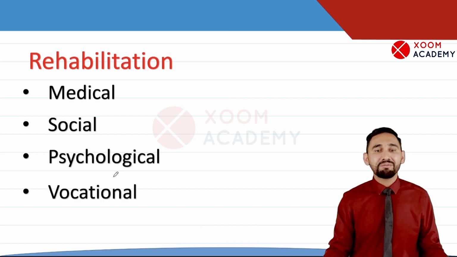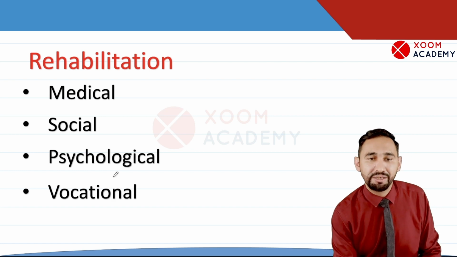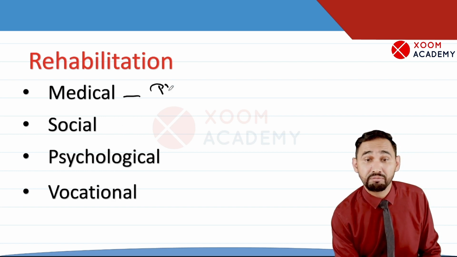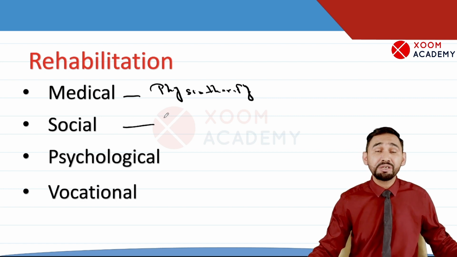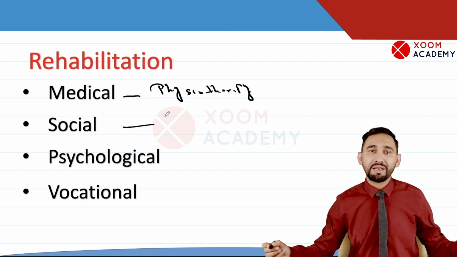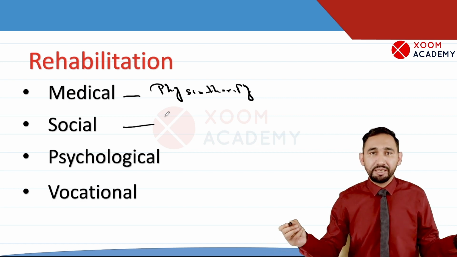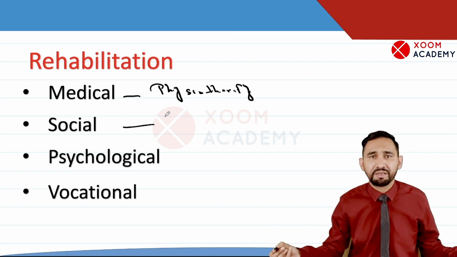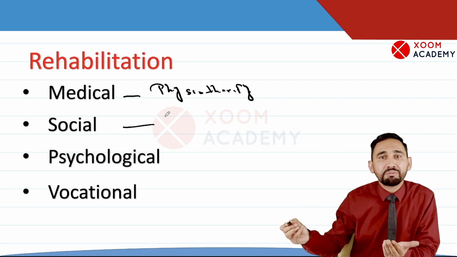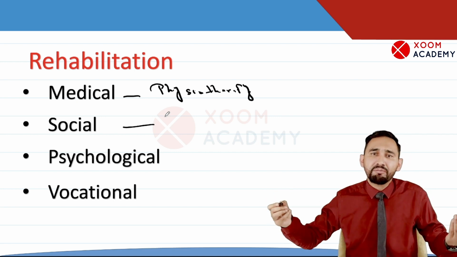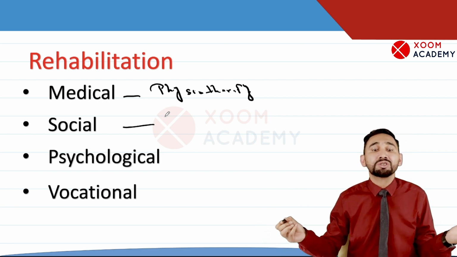What is medical rehabilitation? We can provide physiotherapy in case of tuberculosis. What is social rehabilitation? A person may not become socially active. In case of tuberculosis or in case of cancer, a person is bedridden for so many years or so many months. There is no interaction between him, his neighbors, his family. We have to do social rehabilitation.